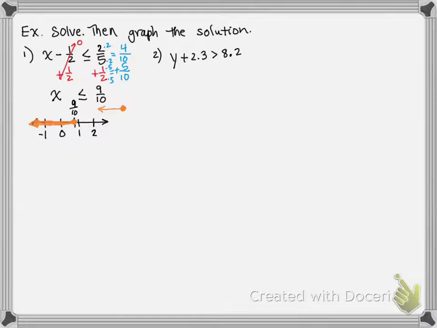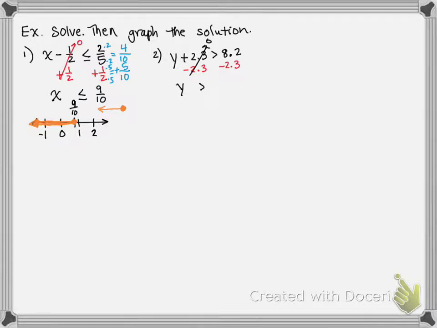So we identify what's happening to the variable. I'm adding 2 3/10, so the inverse would be subtracting 2 3/10, and I'm going to do that on both sides of the inequality. When I add opposites, I get a 0. And that gives me y is greater than.